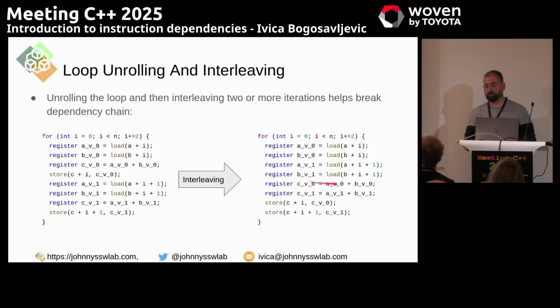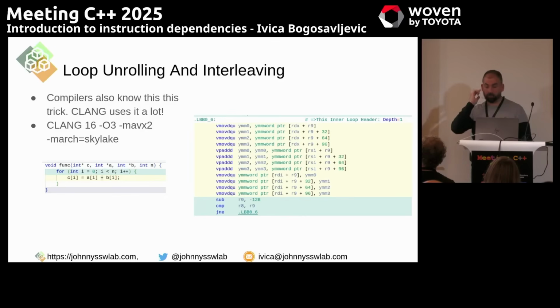So when you get to executing this addition, there is some chance that both of these loads A and B will be completed. And the same applies for stores. Of course, you can unroll it more than 2 times. You can unroll it 4 times and then interleave 4 iterations and run them at the same time. And compilers actually know this, and this is compiled with Clang 16 at O3, architecture Skylake, a little bit old, and you get these 4 interleaved iterations.